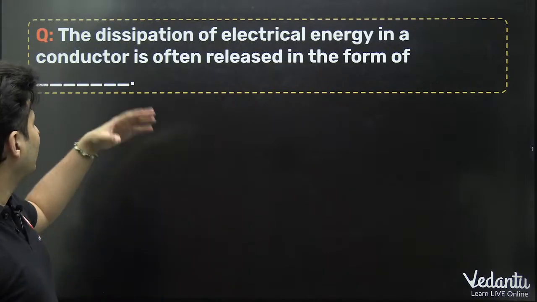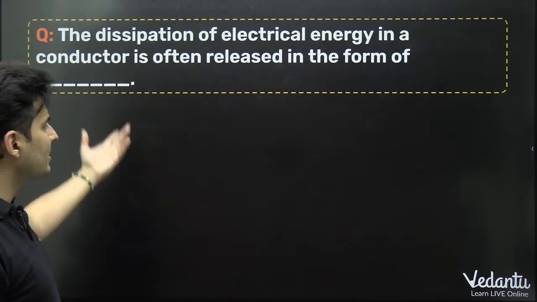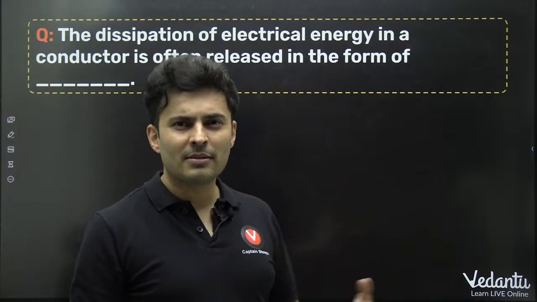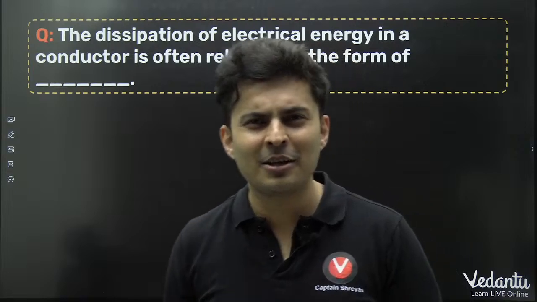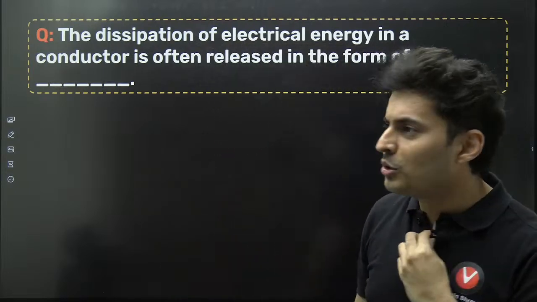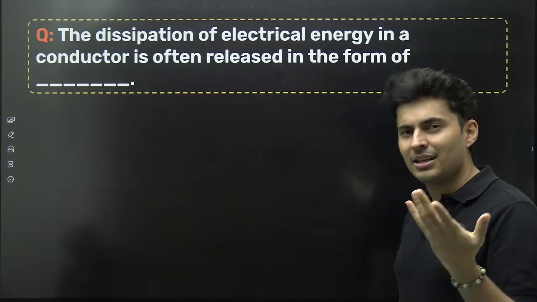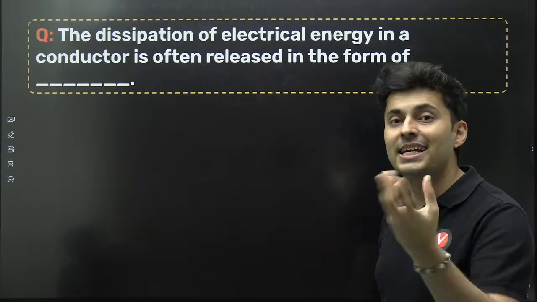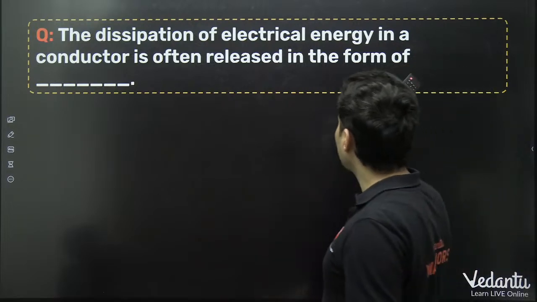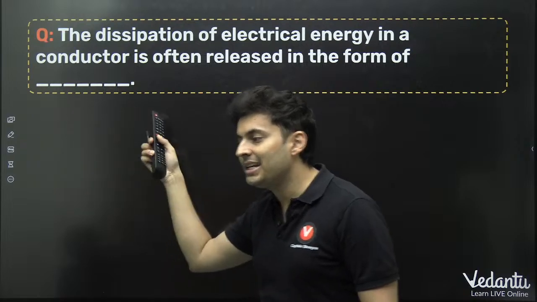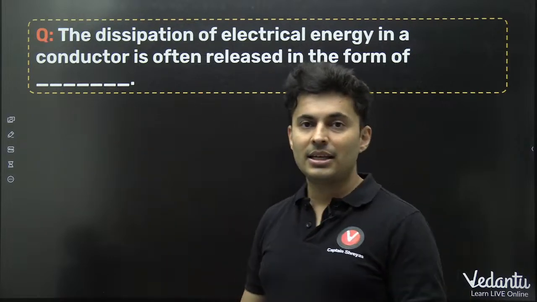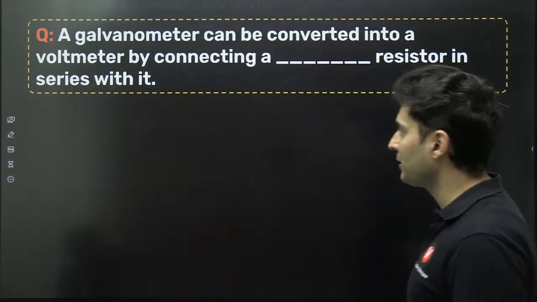When you dissipate electrical energy in the conductor, it is often released in the form of, when a current flows through a resistor, which form of energy do you usually get? Yes, I squared R losses, heat loss. So it's usually released in the form of heat. That is the correct answer. Heat, joules is released, correct.